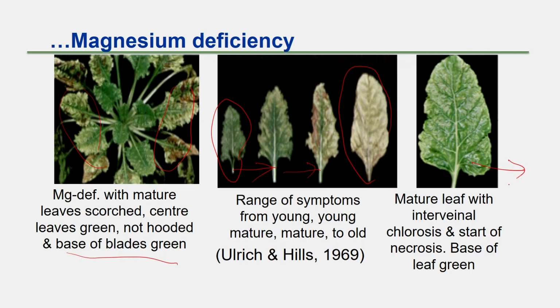Or mature leaf, you can see this one also, mature leaf with interveinal chlorosis. It is a typical symptom of magnesium deficiency, interveinal chlorosis, and start of necrosis. Necrosis means death of tissues, and base of leaf green.